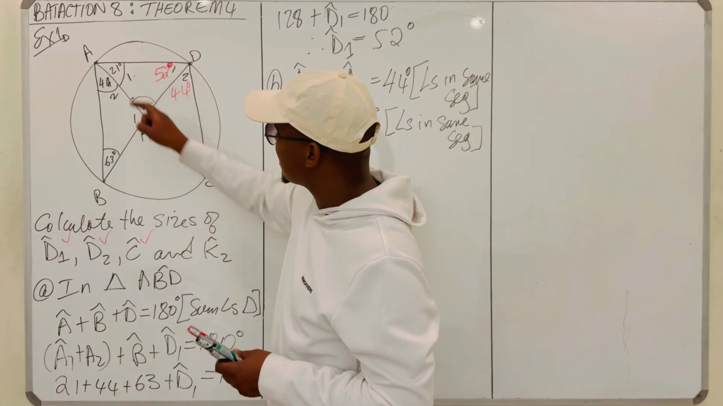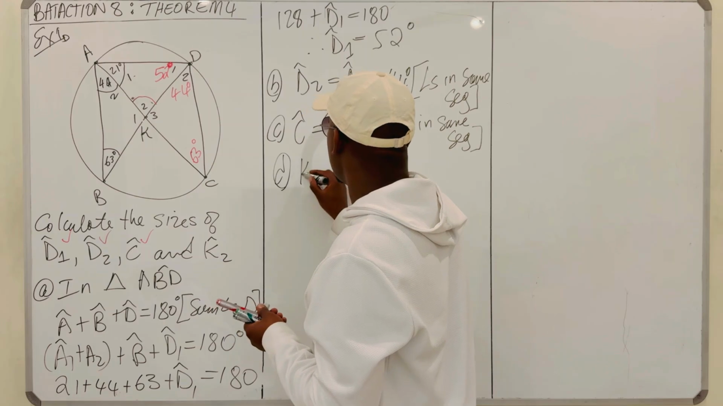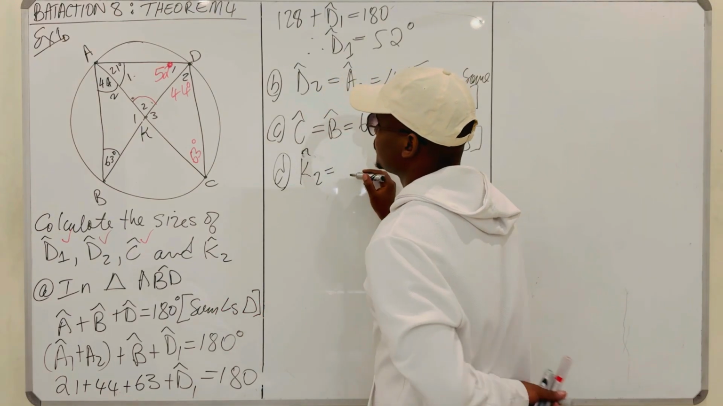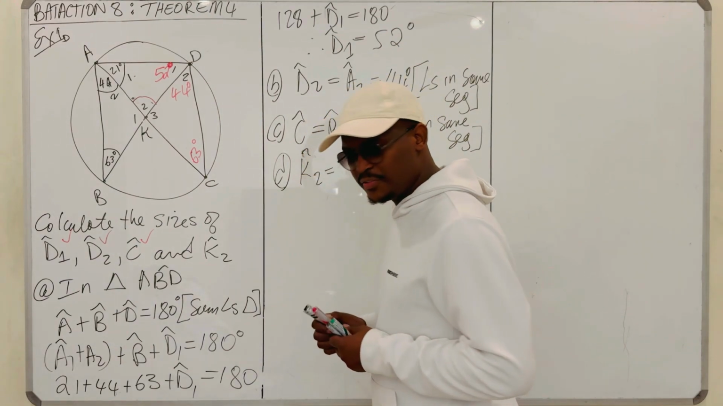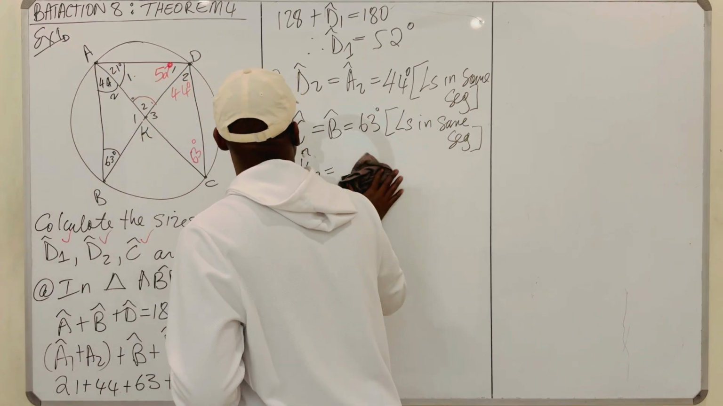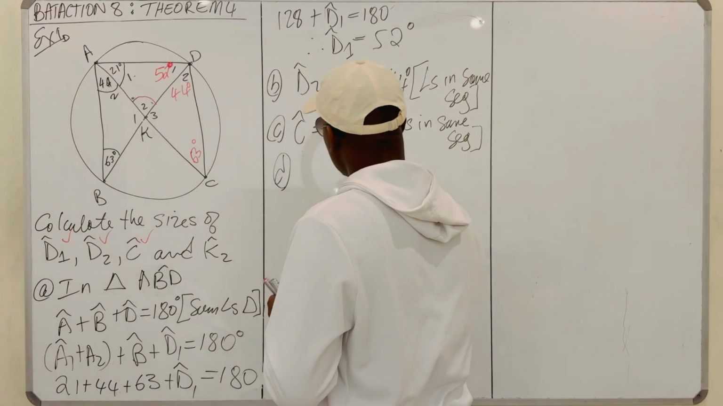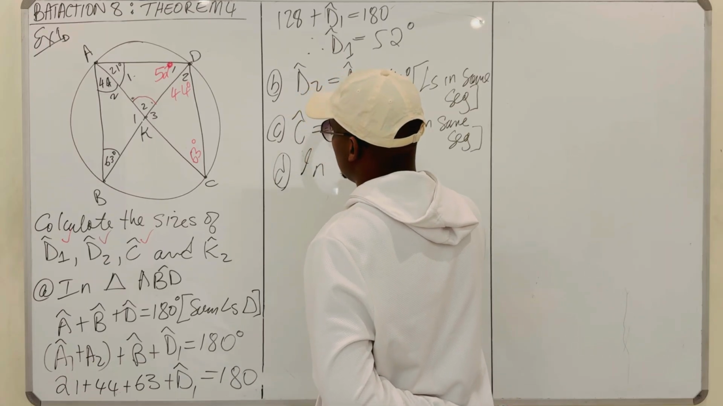So you're looking for the exterior angle of the triangle. K2 is equal to what? It depends which triangle you're looking at, right? Let's be specific. Let's tell them which triangle we'll be looking at. You can say, in triangle what? Which triangle? KDC.